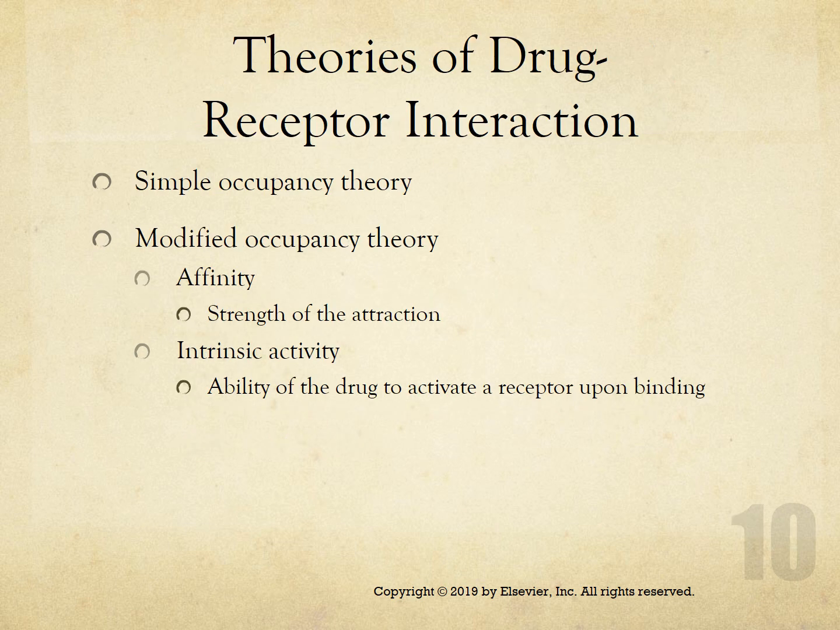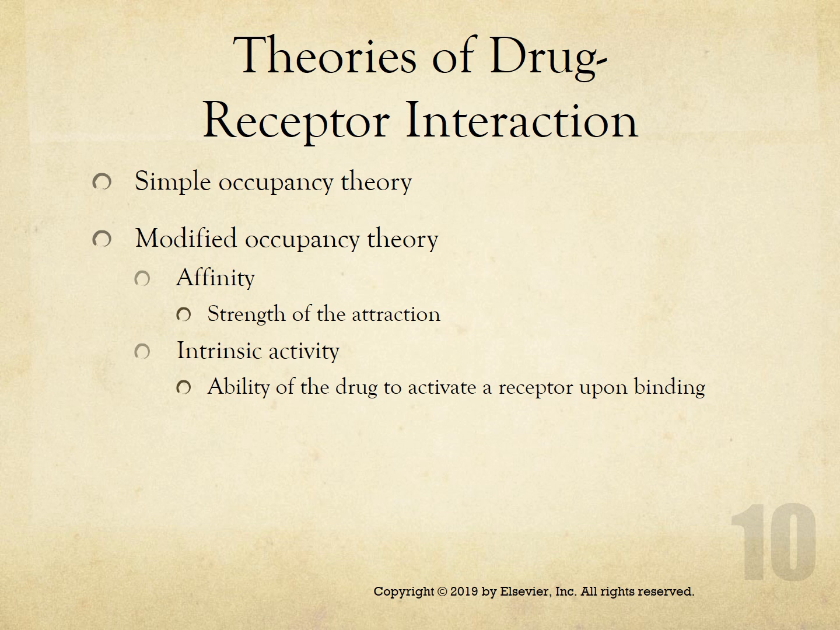Okay, there are theories of the drug receptor reaction. The single occupancy theory, which states that the intensity of the response of a drug is proportionate to the number of receptors occupied by that drug. So, therefore, the maximal response occurs when all available receptors have been occupied. The problem with this theory is that it does not explain why one drug is more potent than another if they bind with the same receptors.